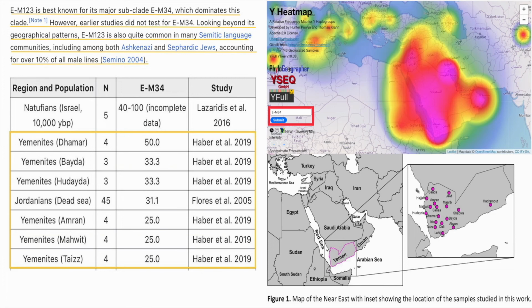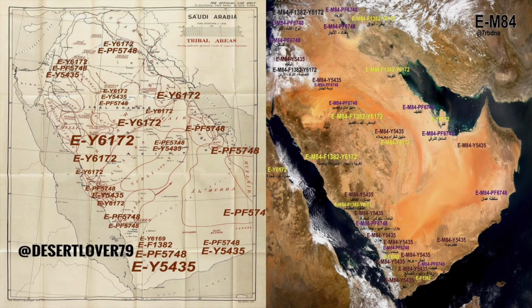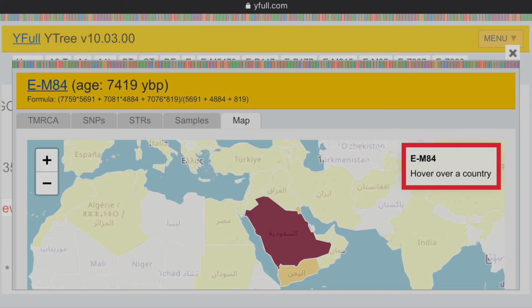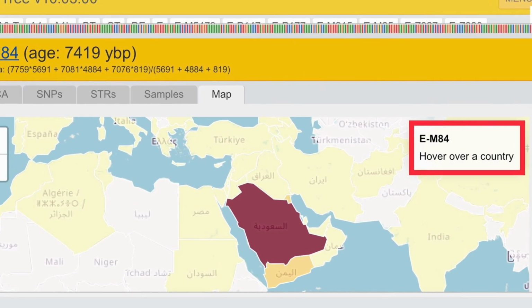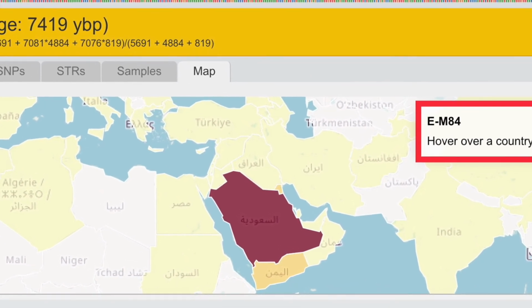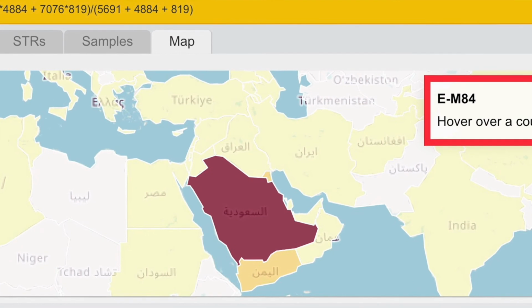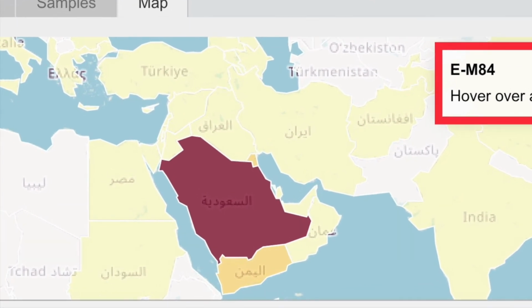Many Arabian populations also carry E-M84, such as the Yemenites, who can carry around 25 to 50%. There are various Arab clans who carry E-M84 all throughout the Arabian Peninsula. If you take a look at Weifel.com and type in E-M84, you'll see a very high distribution in the Arabian Peninsula, Yemen, Kuwait, but also throughout other parts of the Middle East such as Iraq, Israel, Syria, and parts of the Mediterranean.